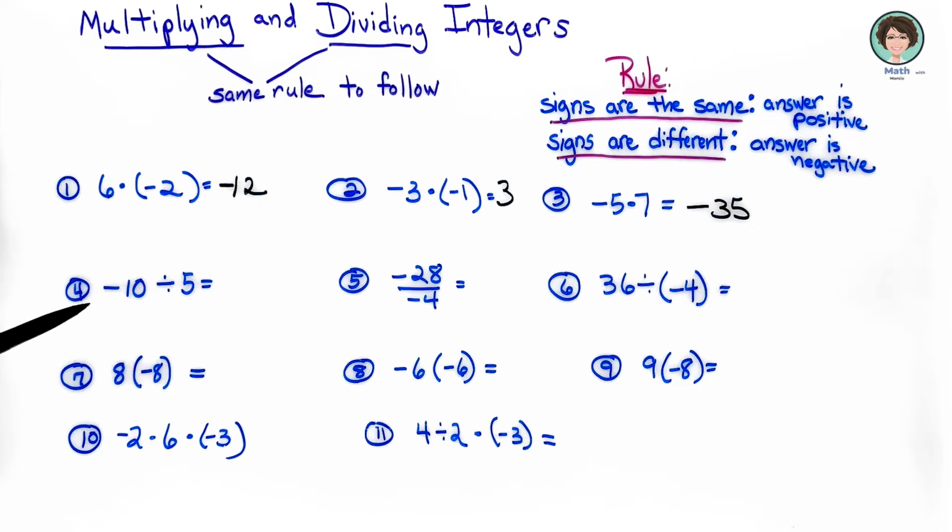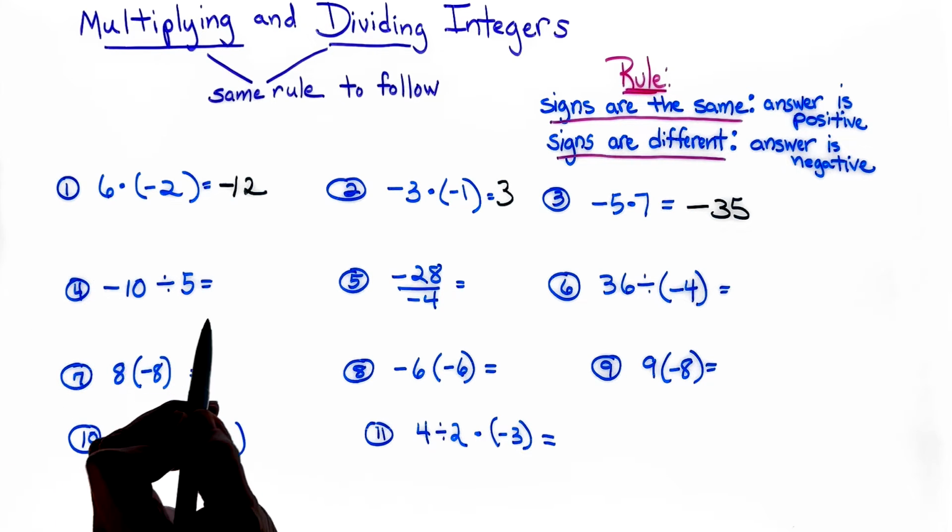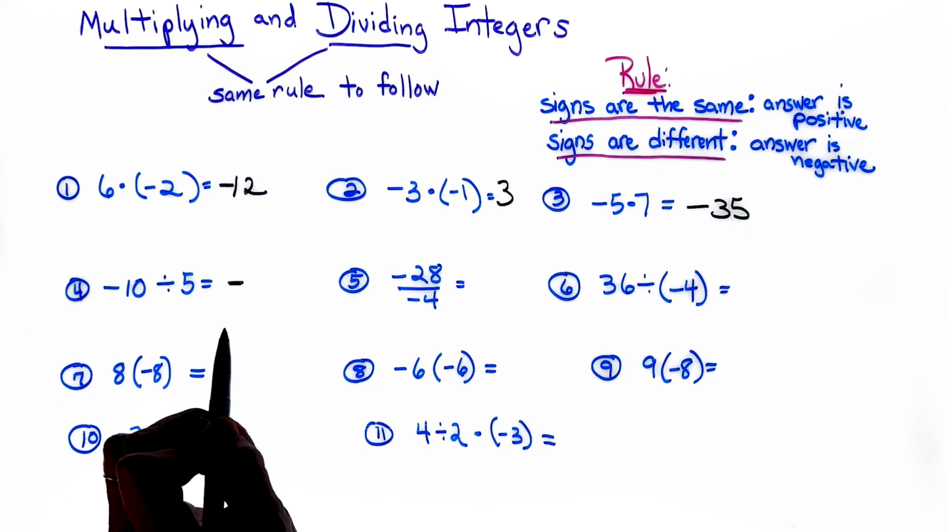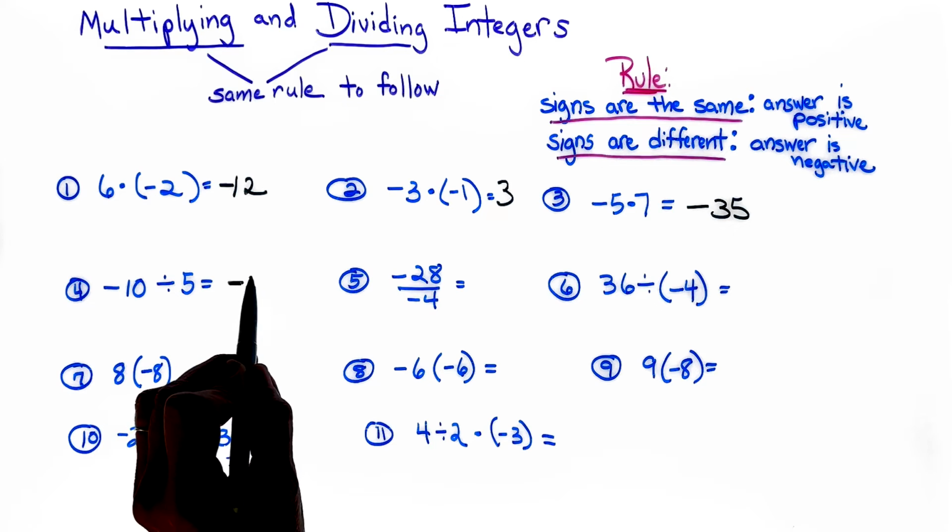Let's look at some division problems. We have a negative 10 divided by 5. Well, I see they're opposite signs, so I know my answer is going to be a negative, and 10 divided by 5 is 2.